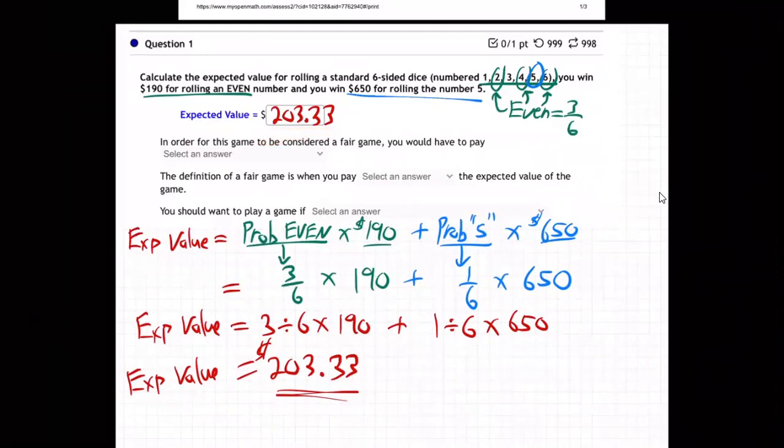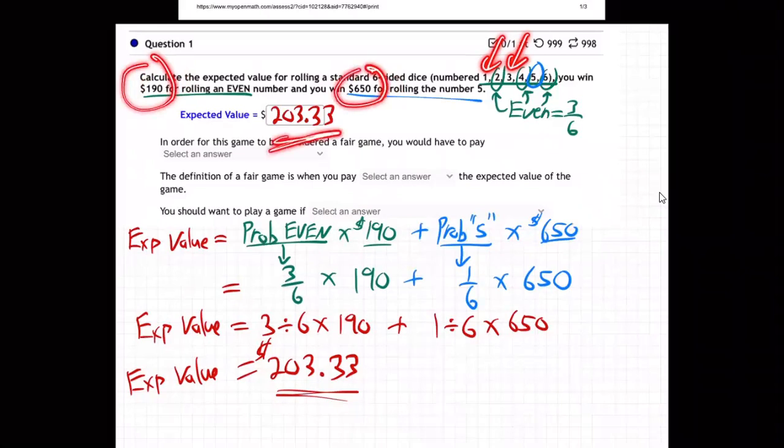Now you might think, well, there's no way you're going to win that. You're going to either win $190 for my numbers. You're going to win $190 if you roll even, or you're going to win $650 if you roll a 5, right? Or you're going to win nothing if you roll a 1 or a 3, right? 1 and 3 pays nothing because it's not even and it's not a 5. So you might win nothing. You might win 190. You might win 650.